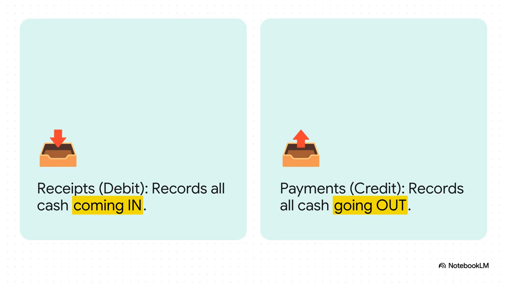The layout is beautiful in its simplicity. Seriously, it works just like a basic T account. On the left side, you've got your receipts. That's where we debit all the cash that comes in. And on the right side, you've got payments. That's where we credit all the cash going out. Money in, money out. It really doesn't get more straightforward than that.